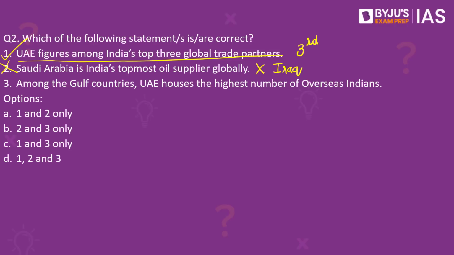Moving on to the third statement. Among the Gulf countries, UAE houses the highest number of overseas Indians. This statement is correct. Since the question asks for the correct statement, the answer to this question would be option C, 1 and 3 only.